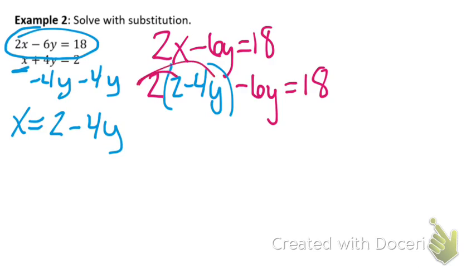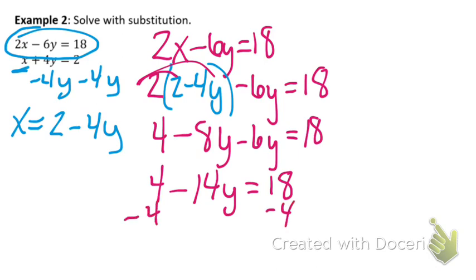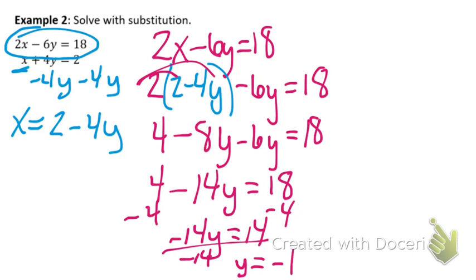So I'm going to distribute and get 4 minus 8y minus 6y equals 18. Combine like terms gives me negative 14y equals 18. Then if I subtract 4, I get negative 14y equals 14, and dividing by negative 14 gives me y equals negative 1. So now I know my y value.